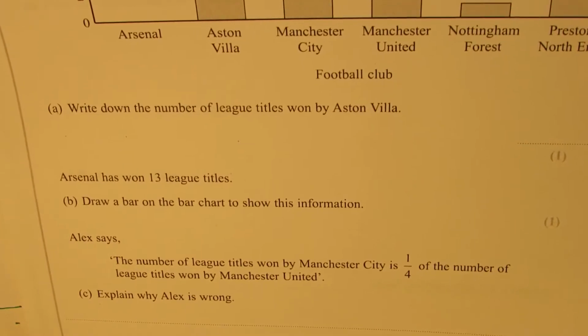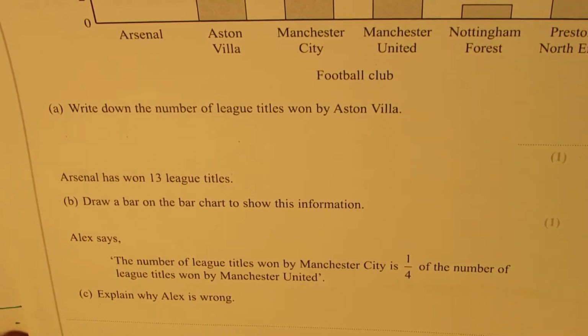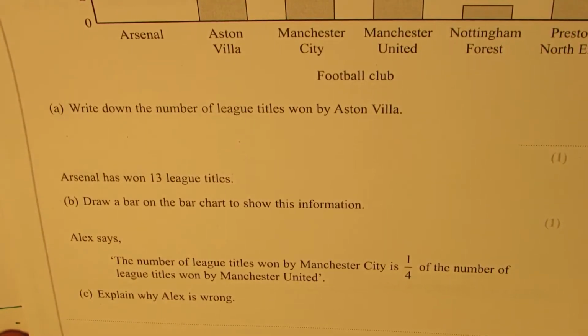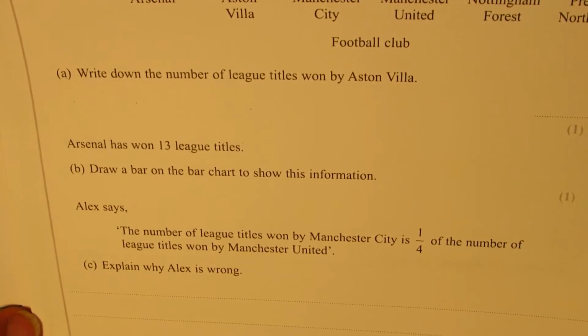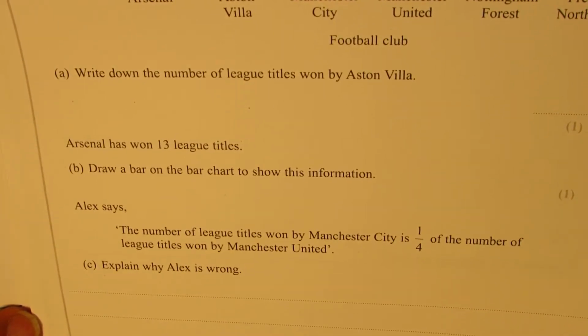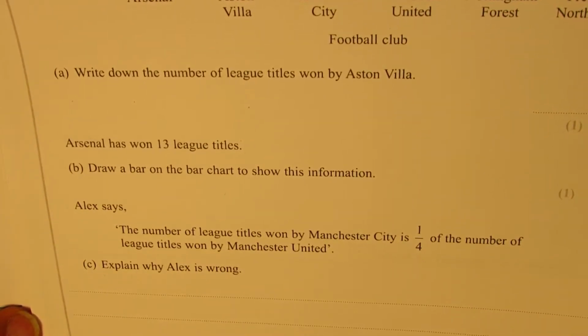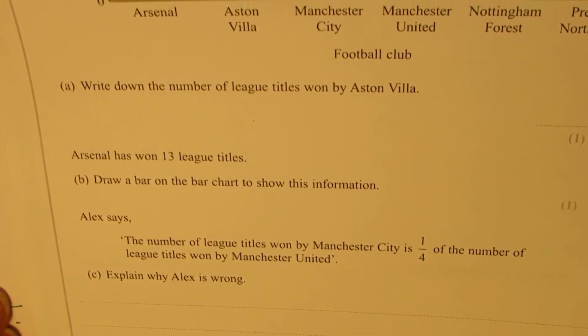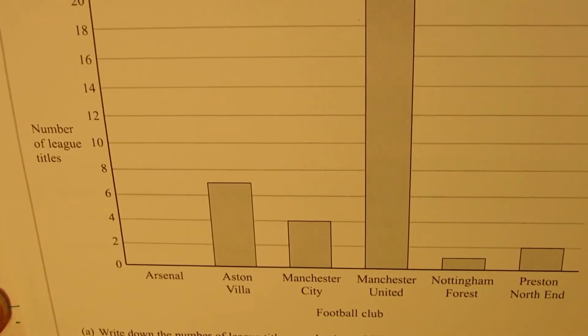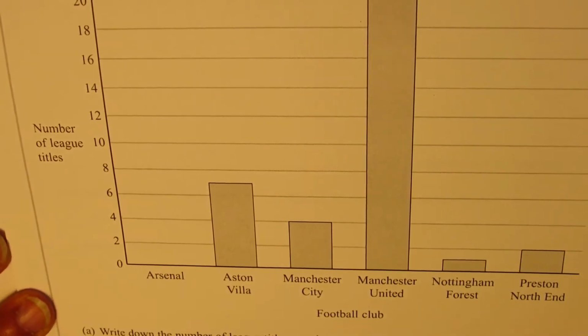A. Write down the number of league titles won by Aston Villa. B. Arsenal has won 13 league titles. Draw a bar on the bar chart to show this information. C. Alex says the number of league titles won by Manchester City is 1/4 of the number of league titles won by Manchester United. Explain why Alex is wrong. So let's look into these solutions one by one. You can always answer them.